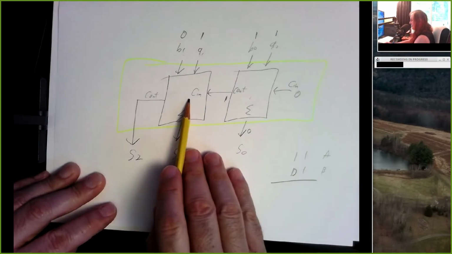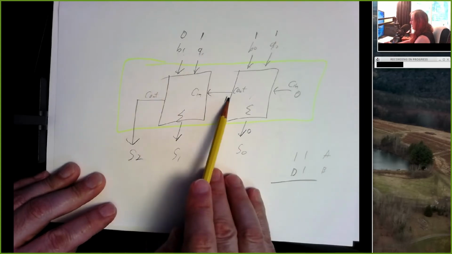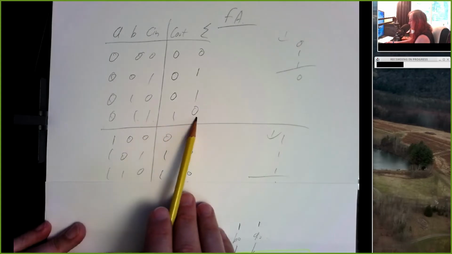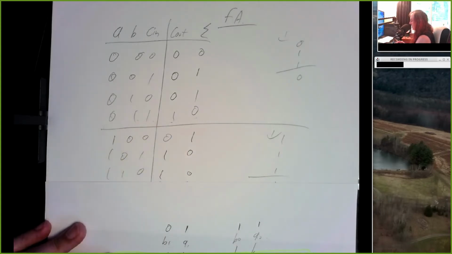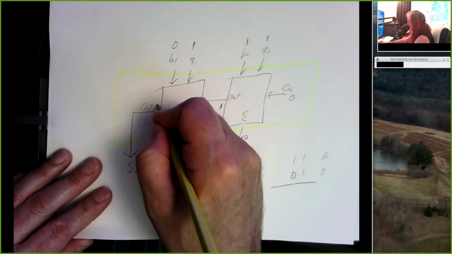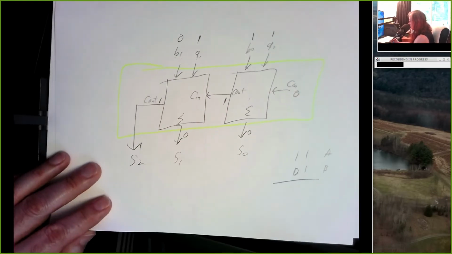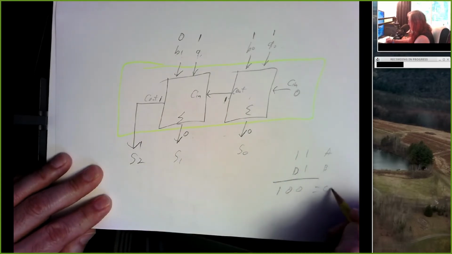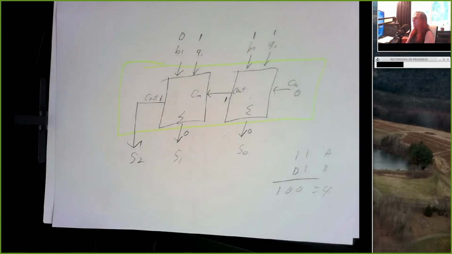So this adder is going to see a 0 and a 1 and a 1. And 0 1 1 should generate a sum of 0 and a carry out of 1. So this will be a 0, and this carry out will be a 1. And so what's our final sum? 1 0 0, which is 4. Hey, 3 plus 1 equals 4. It looks like it works.